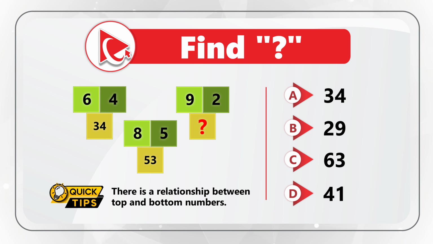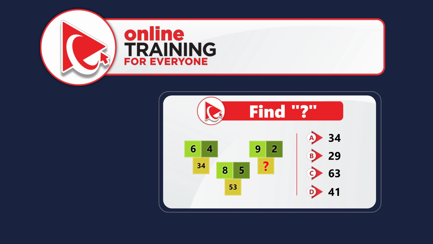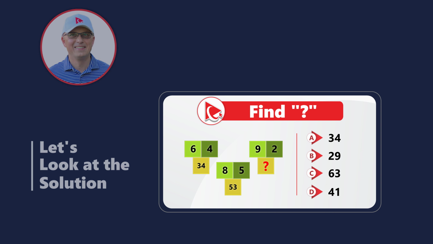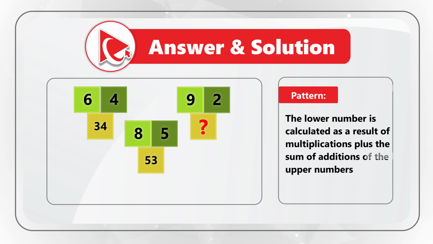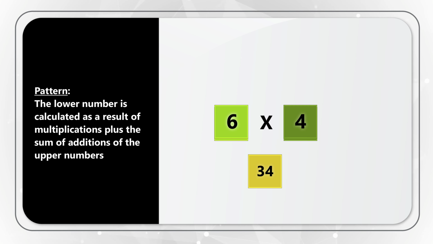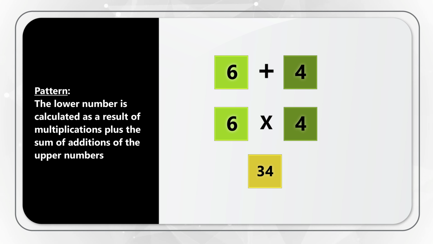But this is about as much as I'm going to give you, because I'm moving forward to share with you my version of the solution. And obviously, if you have a better way to solve it, please make sure to post it in comments. I think there is a very interesting and unusual pattern here between the top 2 numbers and the bottom number. In fact, the lower number is calculated as a result of multiplication plus the sum of the upper numbers. Let's look at the example.